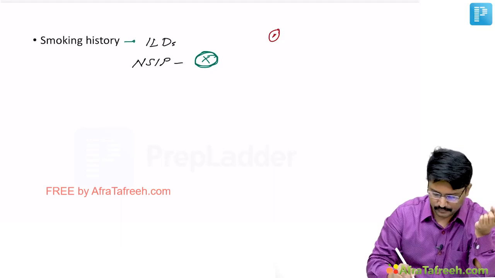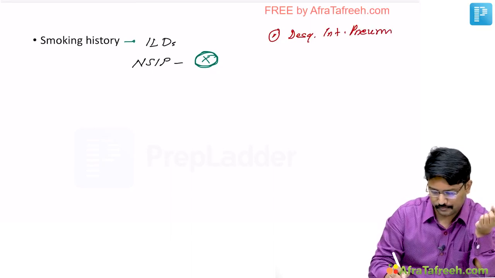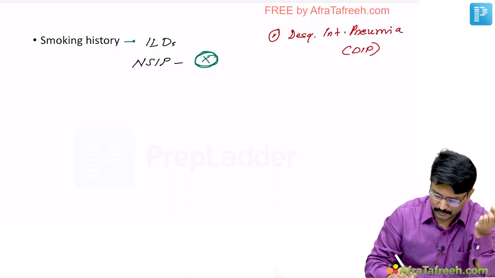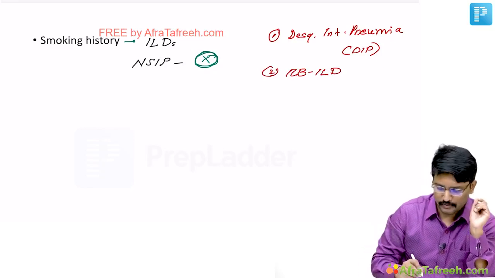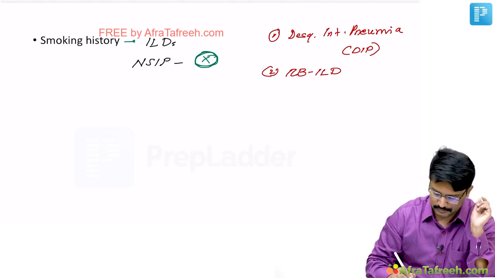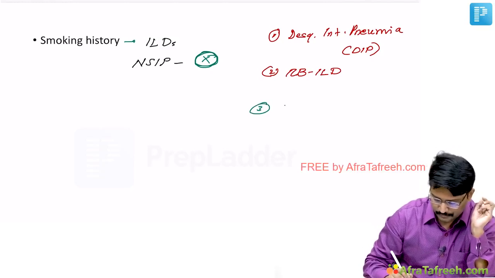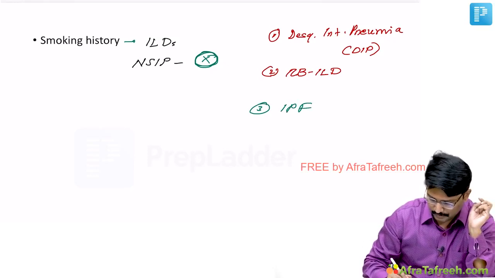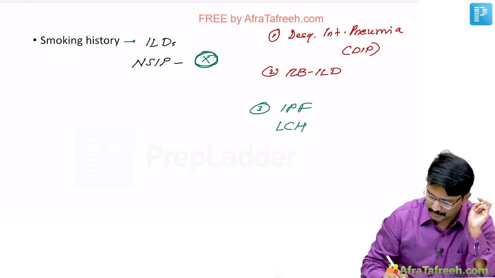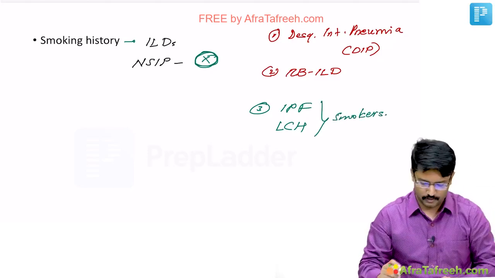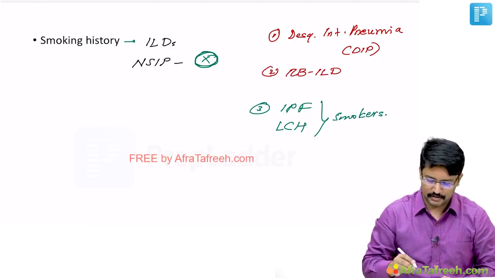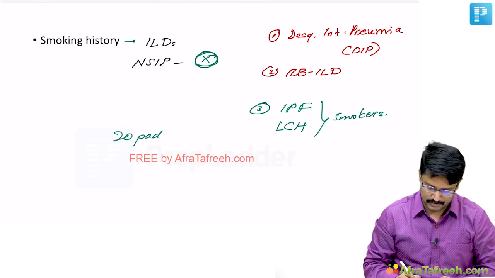One is desquamative interstitial pneumonia or DIP, and the second one is respiratory bronchiolitis related interstitial lung disease. That doesn't mean the prevalence or incidence of others is significantly low in smokers. We also see high prevalence of idiopathic pulmonary fibrosis, Langerhans cell histiocytosis, and even other variants of ILD in smokers. Most of these, by the time they present with interstitial lung disease, have at least 20 years of smoking history.